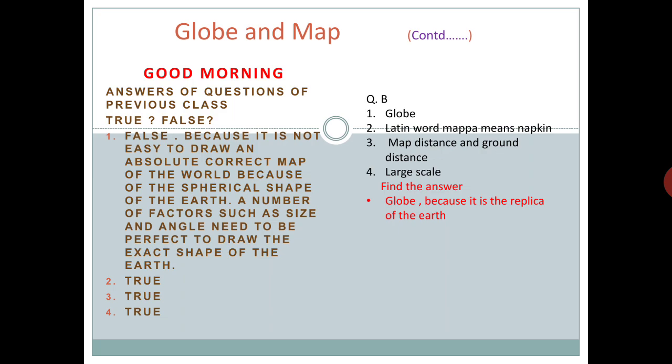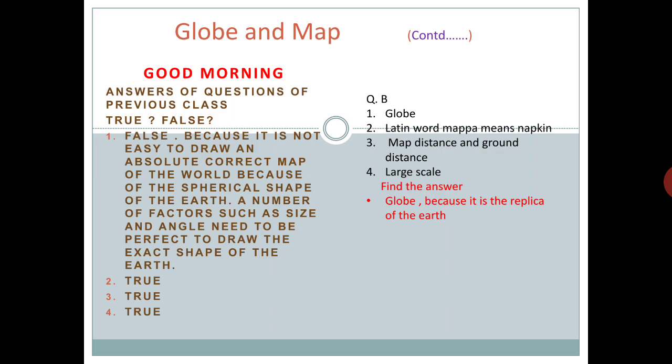Then the second one: a map can be drawn even for a small area on earth. It is true. Third one, the signs and symbols on a map are called conventional symbols. Yes, it is true. Fourth one, a map drawn without a scale is called a sketch. Yes, it is also true.